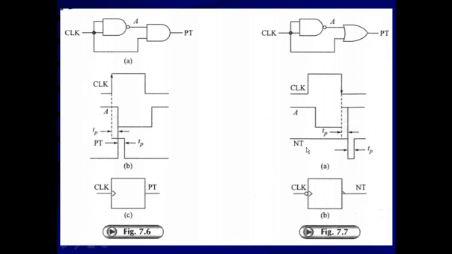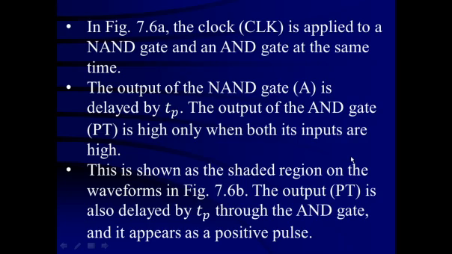Here also, it normally remains high, but it becomes low for propagation delay time Tp only. So that is called a negative pulse or negative transition. In figure 7.6a, the clock is applied to a NAND gate and an AND gate at the same time.